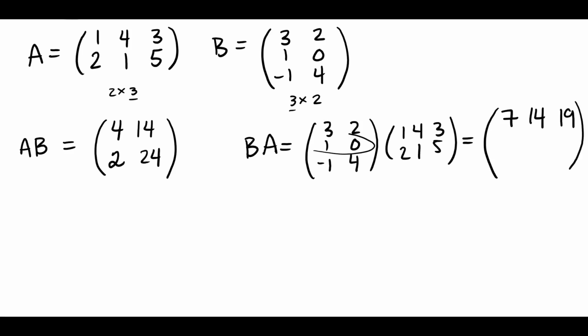And now I go back down to the second row, and then the first column. 1 and 0 is 1. Then 4 and 0 is 4. Well, it's always going to be 1, 4, and 3.